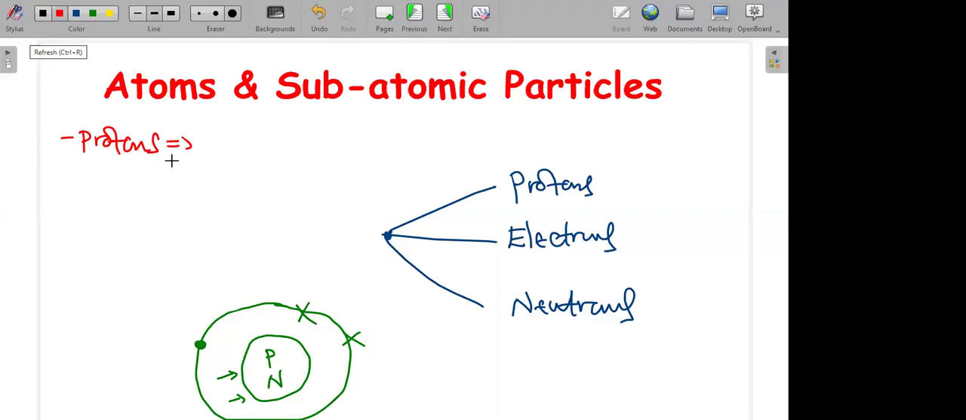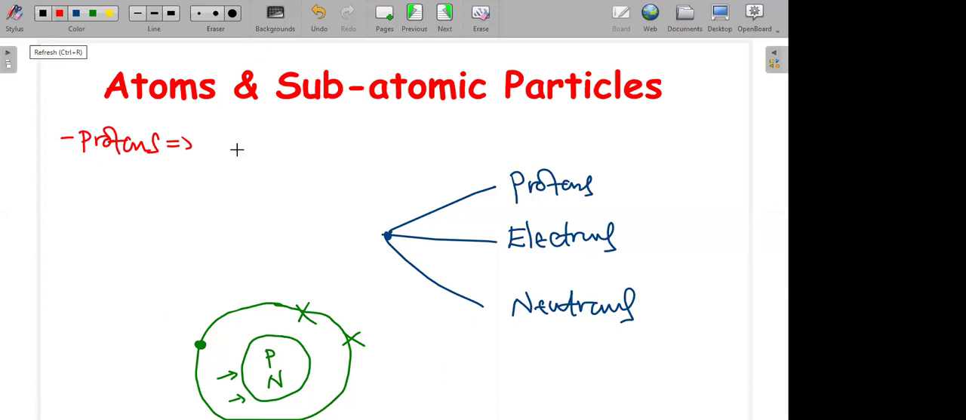The protons are going to define the element. So what do I mean by that? They give the element its identity. There are not two elements that have the same proton number. Meaning that if you have any two elements that have the same proton number, then they have to be the same element.